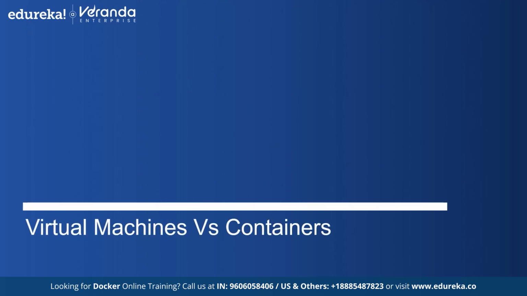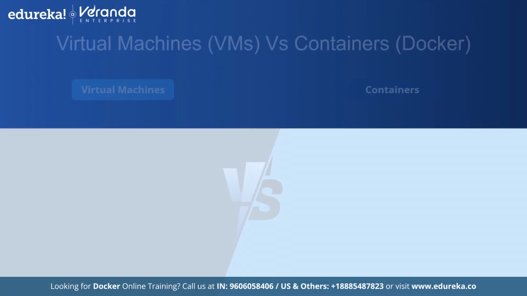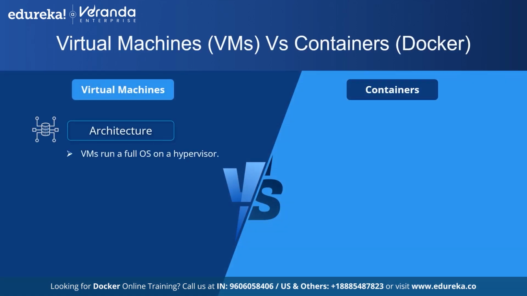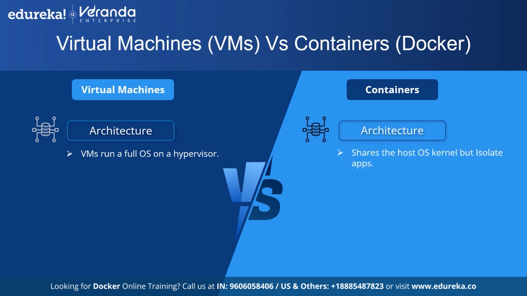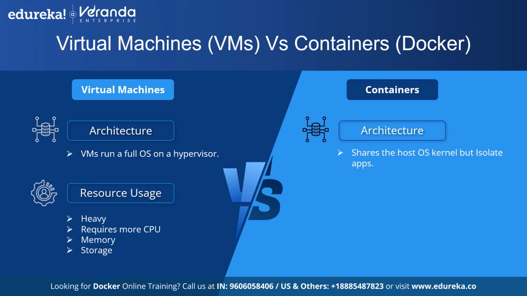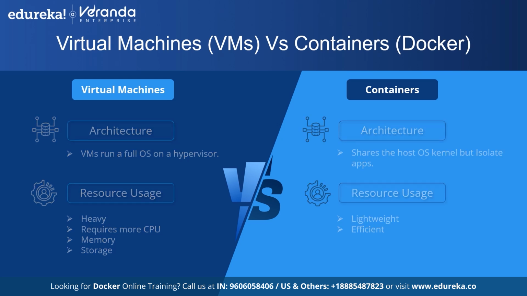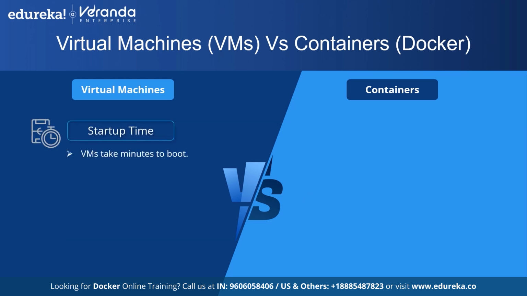We will look at virtual machines versus containers and their differences. The architecture of virtual machines is that VMs run a full operating system on a hypervisor, and containers share the host OS kernel but isolate applications. The resource usage of VMs is heavy, requiring more CPU, memory, and storage as they run separate OS instances. But containers are lightweight and efficient since they share the host OS. The start time of VMs takes minutes to boot, but containers start in seconds.